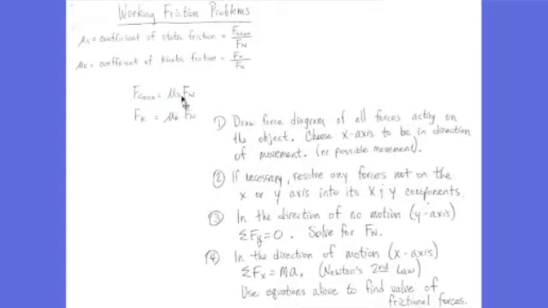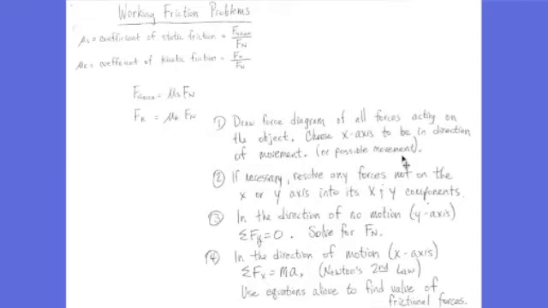In both cases, it is the coefficient of friction times the normal force. So with friction problems, the first step you'll want to do is, of course, draw your force diagram. Draw the diagram of all the forces acting on your object. Then let the x-axis be in the direction of movement or possible movement.